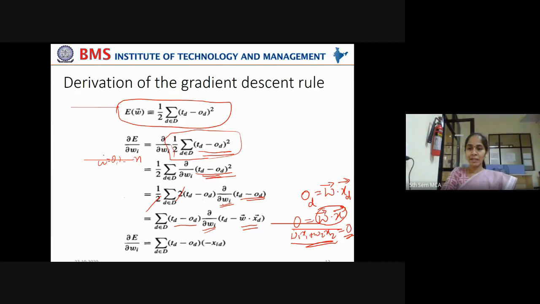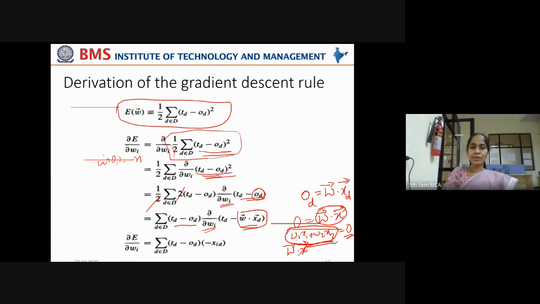So this prediction can be substituted with W1x1, W2x2 written as W bar dot x bar. That is substituted here. OD is substituted with the weight vector W dot each training example's input. Because you are taking OD: if you take O, it is W bar x bar, W vector x vector. But if you take OD, then you are referring to a specific training example. That is why you are giving W bar dot XD bar, W vector dot XD vector.